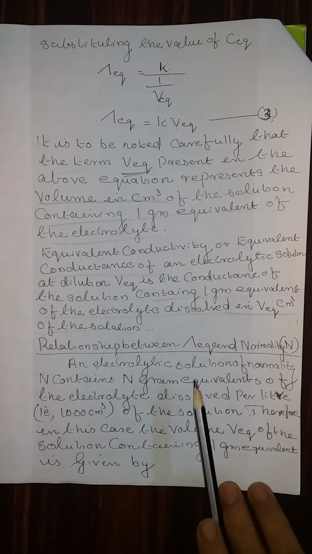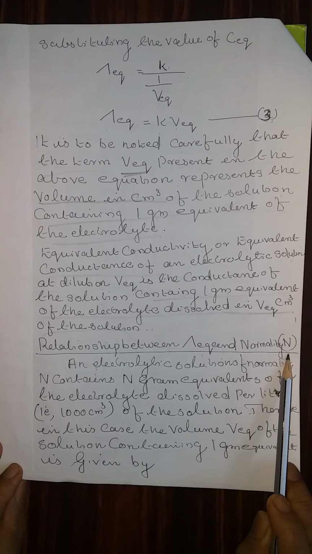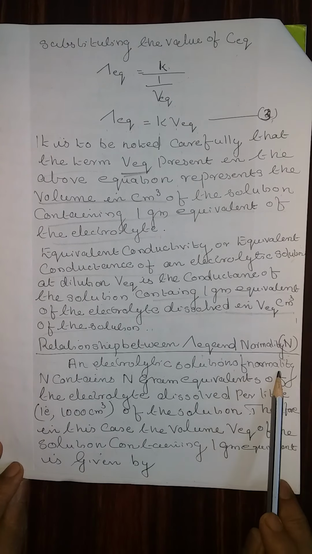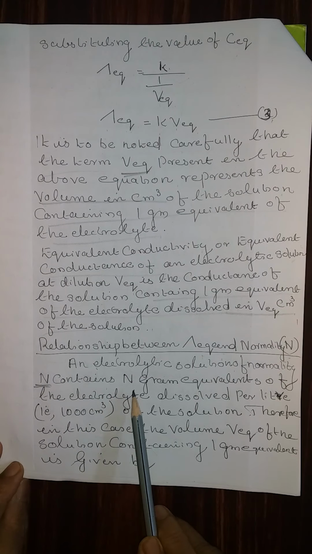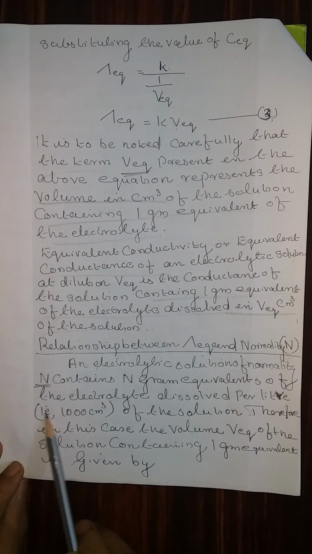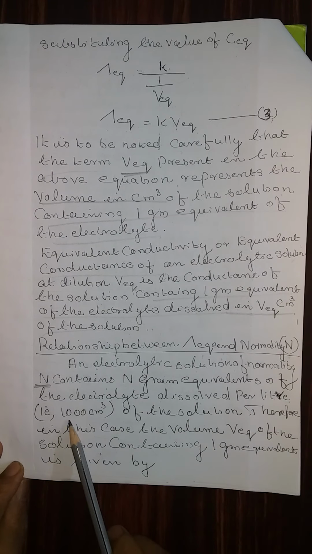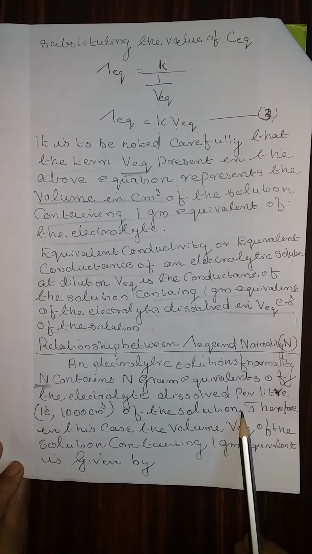Relationship between equivalent conductivity and normality. An electrolytic solution of normality N contains N gram equivalents of the electrolyte dissolved per liter. That means 1000 centimeter cubed of the solution. That is the definition of normality.